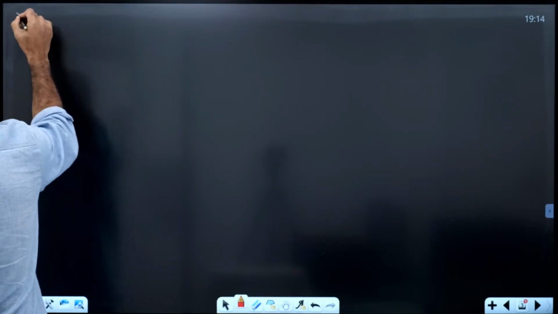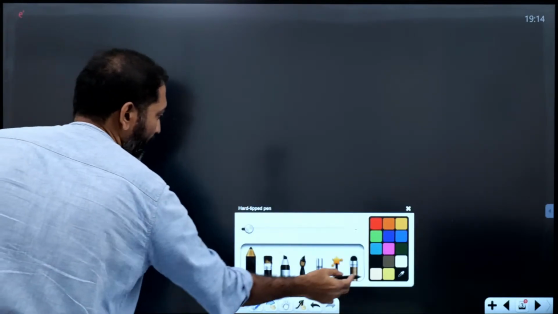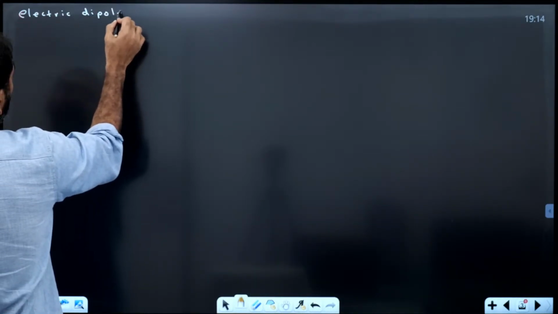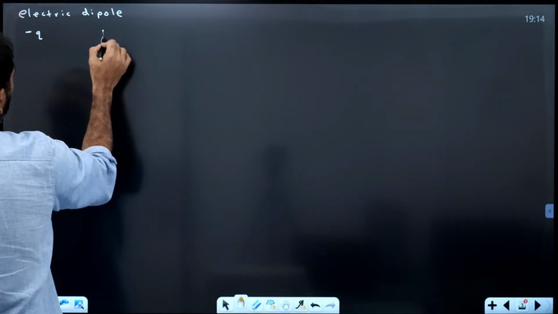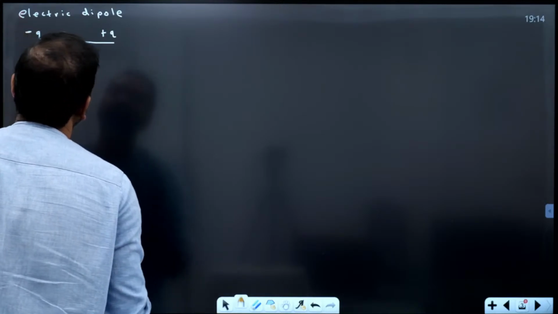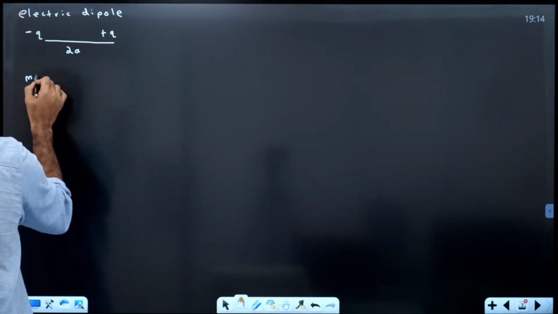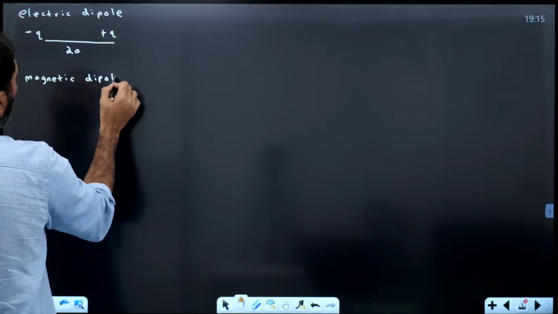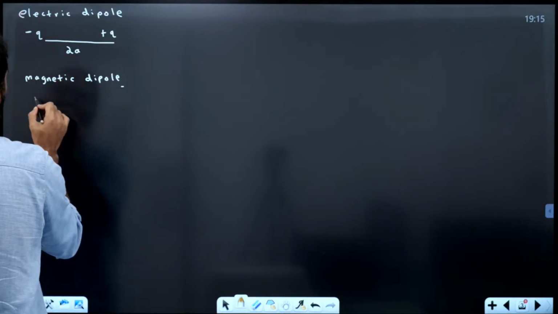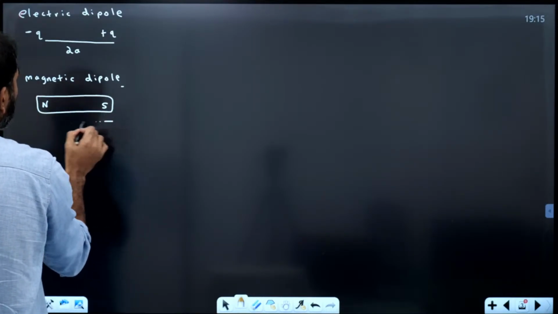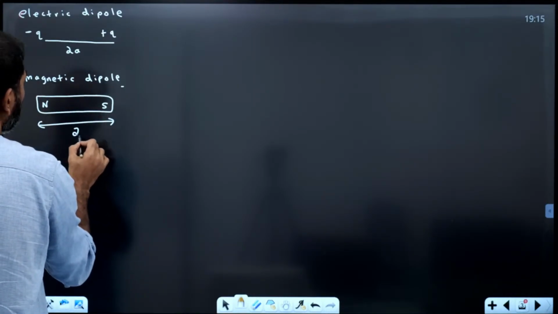Remember electric dipole. I am comparing the first chapter with the fifth chapter. What is an electric dipole? Equal and opposite charges separated by a distance 2a. What is a magnetic dipole? Equal and opposite poles separated by a distance. In the magnet case, we call the distance 2L.